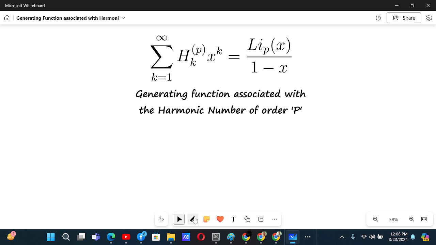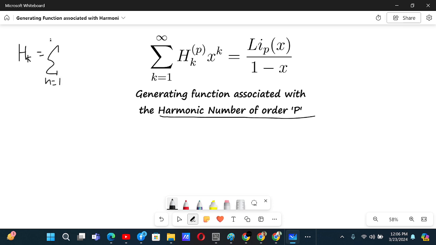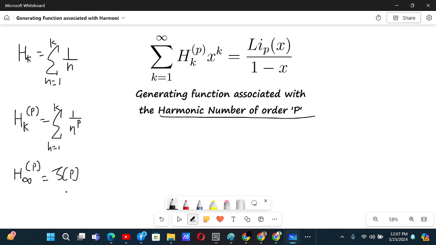Generating function associated with the harmonic number of order p. So basically, what does the harmonic number of order p mean? We know that the harmonic number is the sum from n equals 1 to k of 1 by n. And the harmonic number of order p, written like this, means the sum from n equals 1 to k of 1 by n to the power p. And if k is infinity, in that case this is just the Riemann zeta of p.